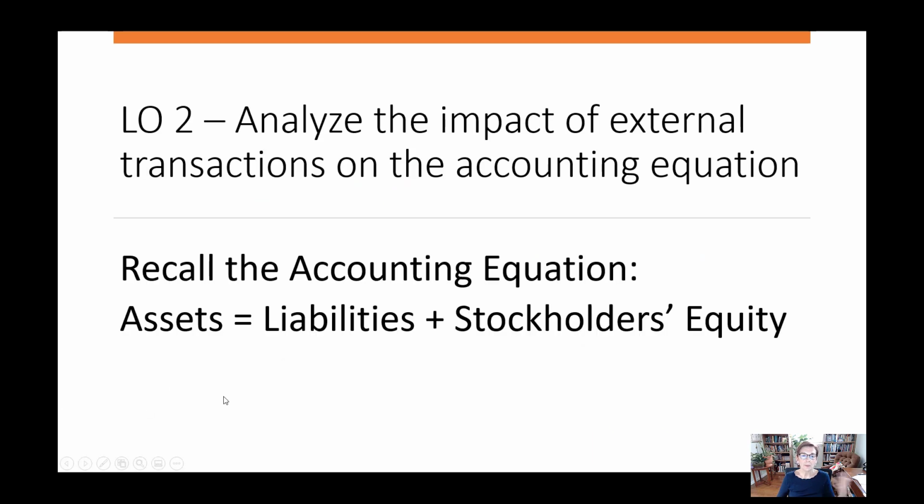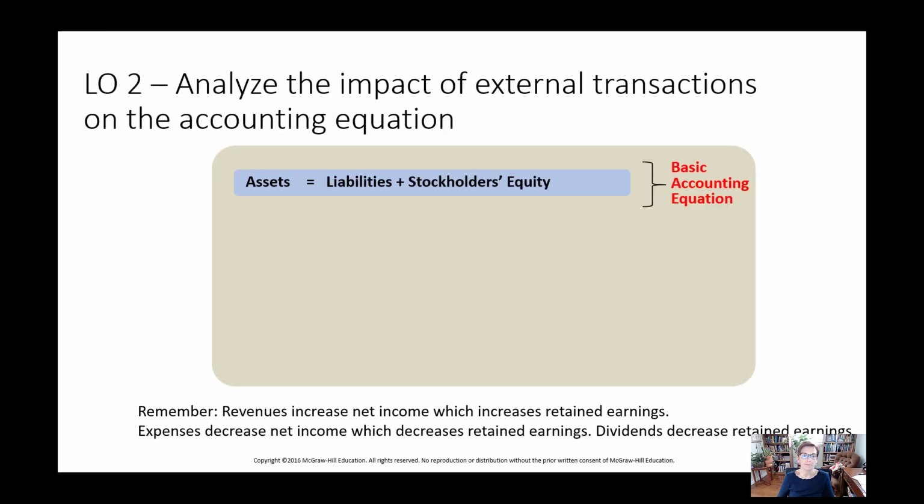So what are we doing? Well, remember the accounting equation. The accounting equation is assets equals liabilities plus stockholders' equity, right? And so what we want to do is look at something that happened in the business and say, how does it affect this accounting equation? All right, so the assets equals liabilities plus stockholders' equity is kind of like a condensed equation. Now we're going to expand it a little.